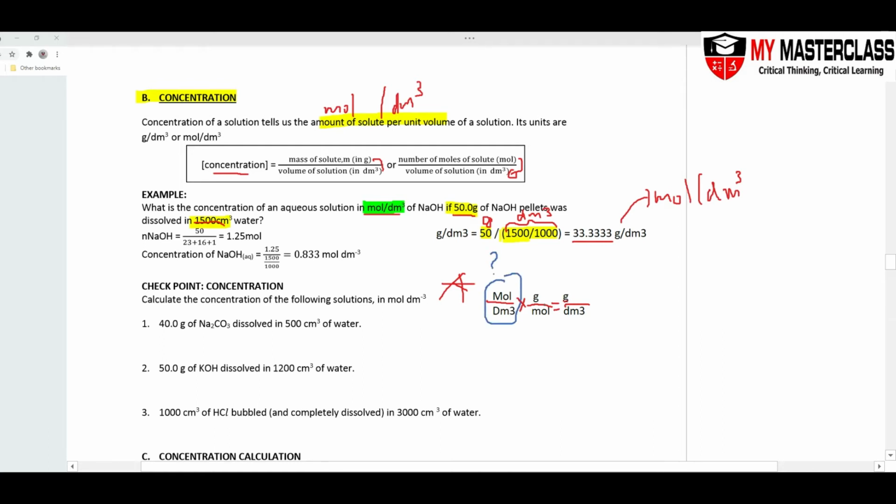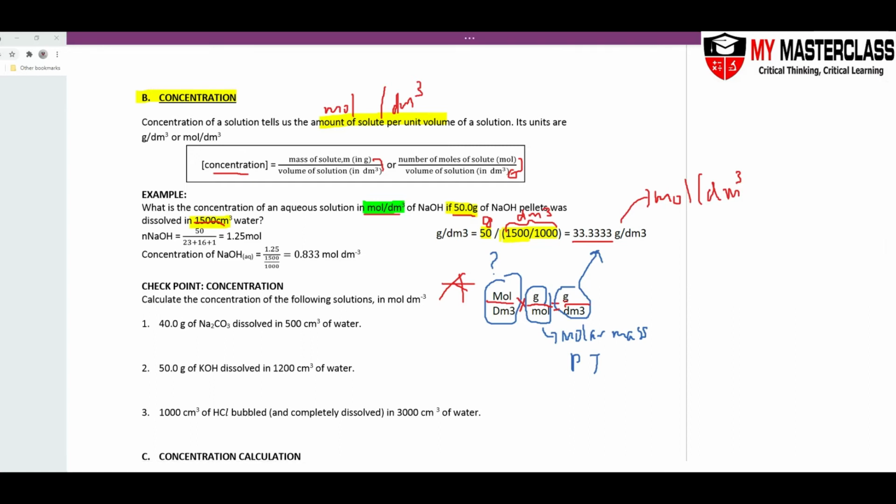Gram per mole, what is this gram per mole again? This is 1 mole, what's the mass? Per mole, what's the mass in gram? Please remember, this is your molar mass, which means you have to get it from your periodic table. And this gram per dm cube, I have just counted it. The question is asking me to find this, so I make this the subject. What must I do? You take the gram per dm cube and divide by the molar mass.